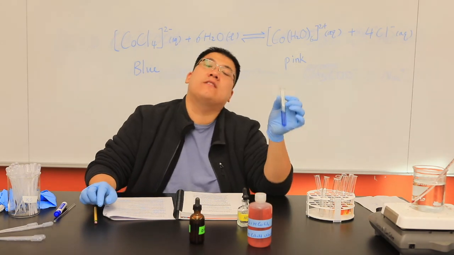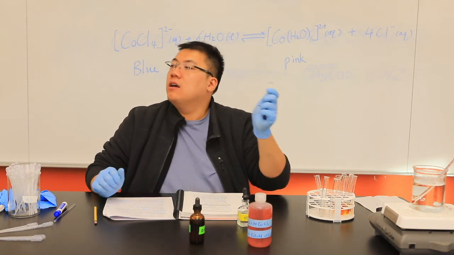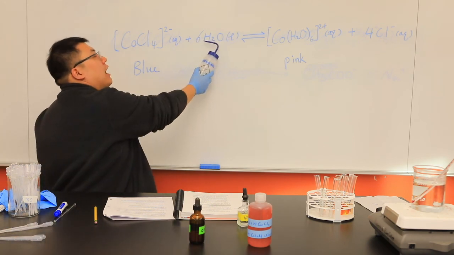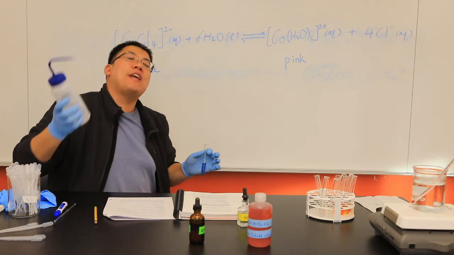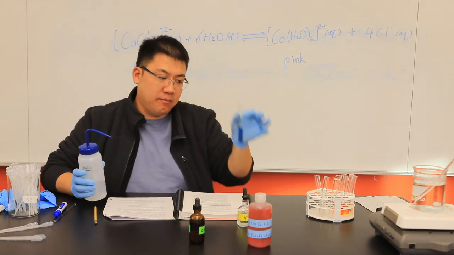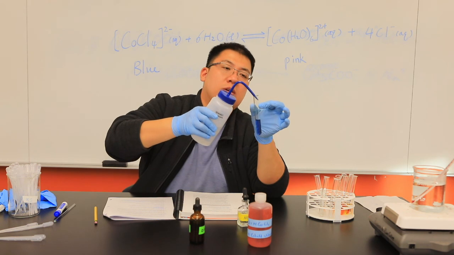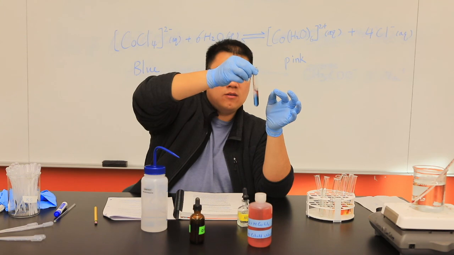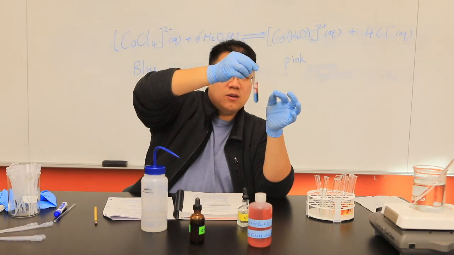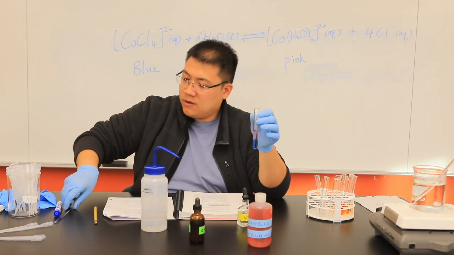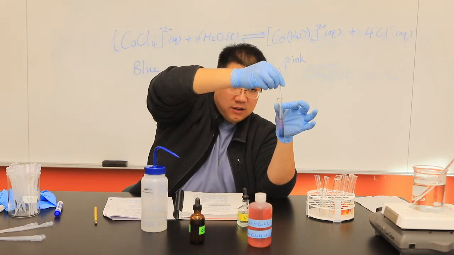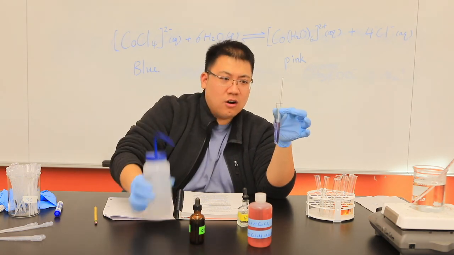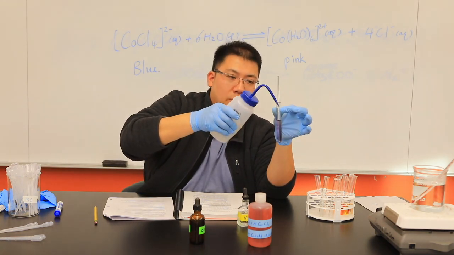And then to this system, I'm going to add distilled water. Okay, the distilled water is on the left hand side. Basically, I'm adding more reactant to this system, and then you're going to observe a change. I'm probably going to use the glass rod. As you can see, the color is gradually flipping back to pink.